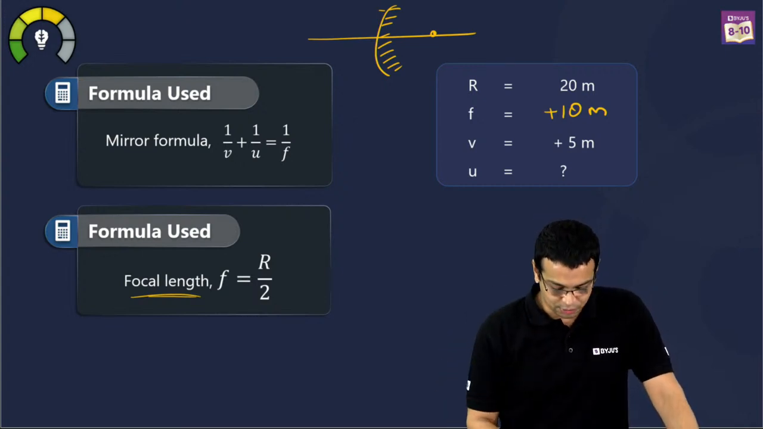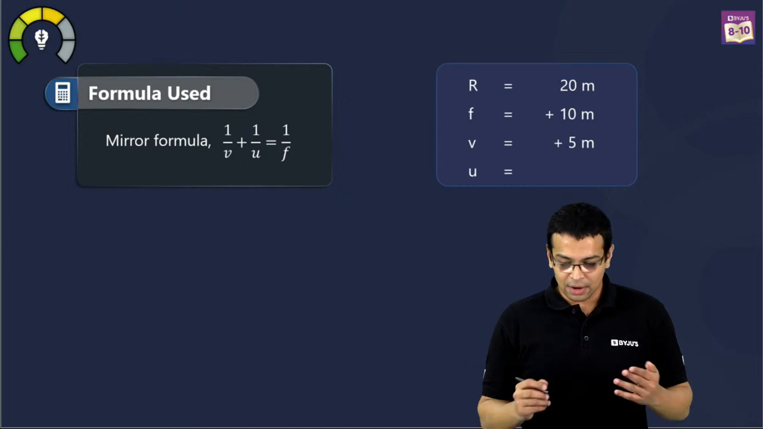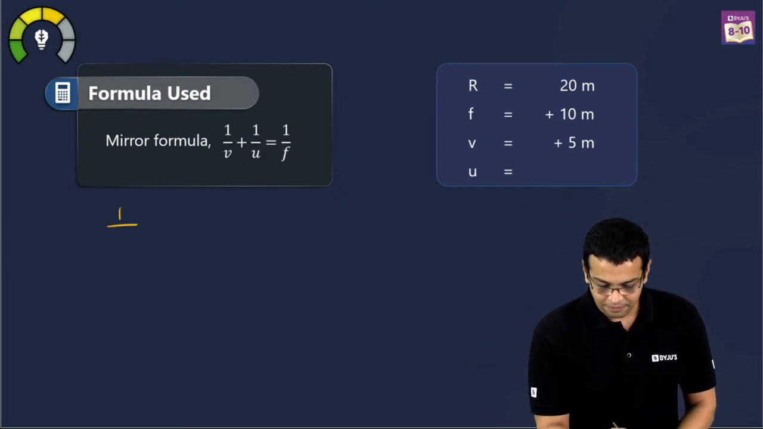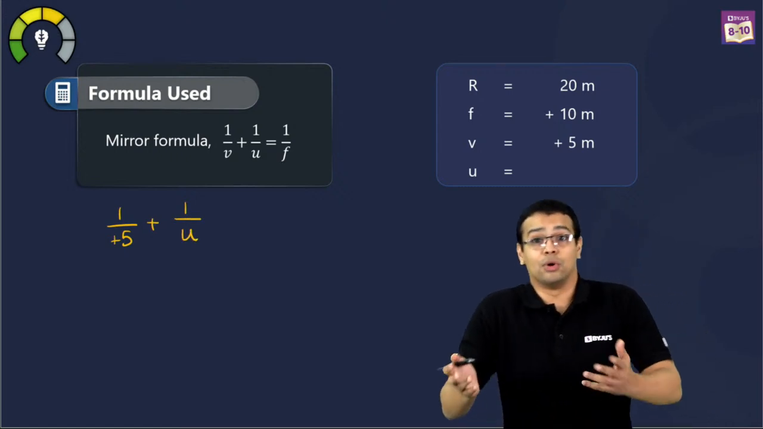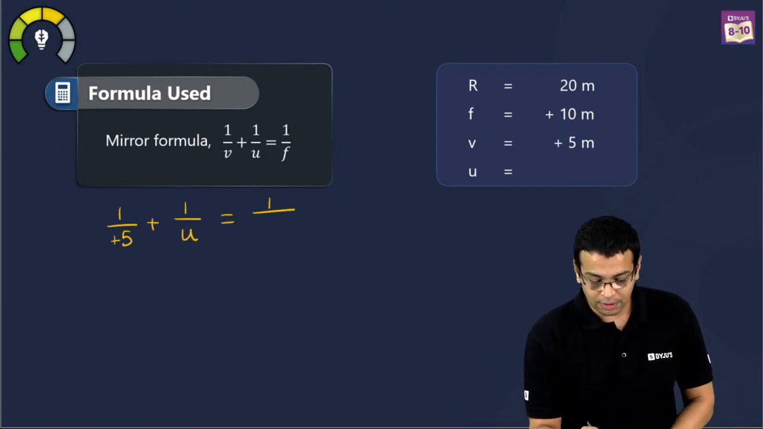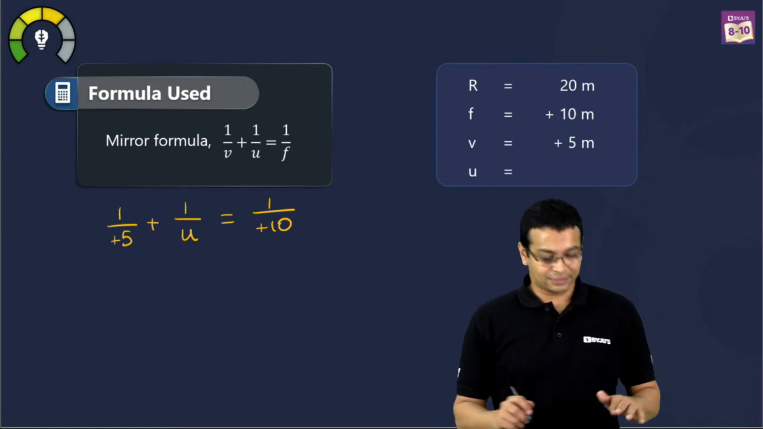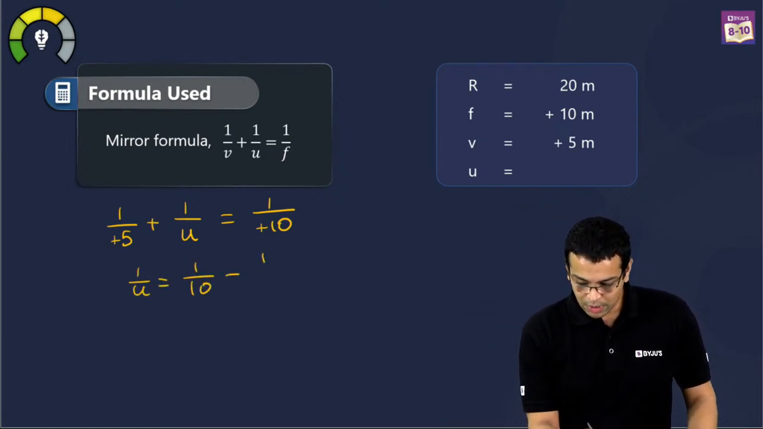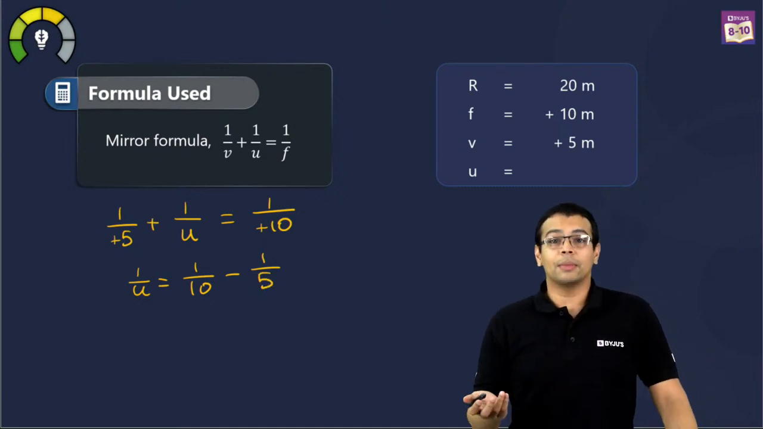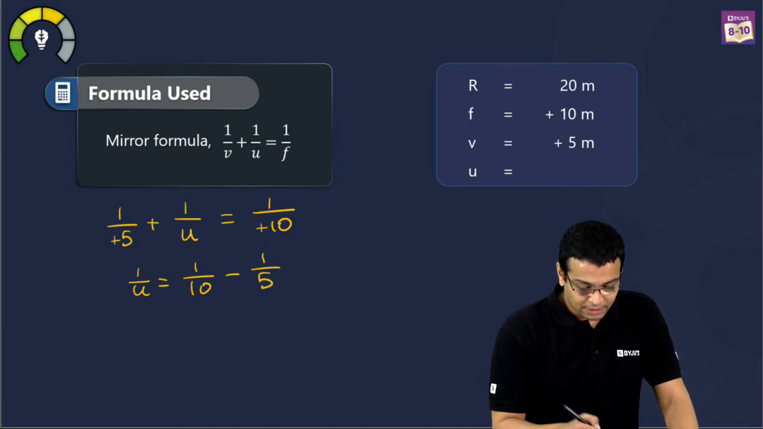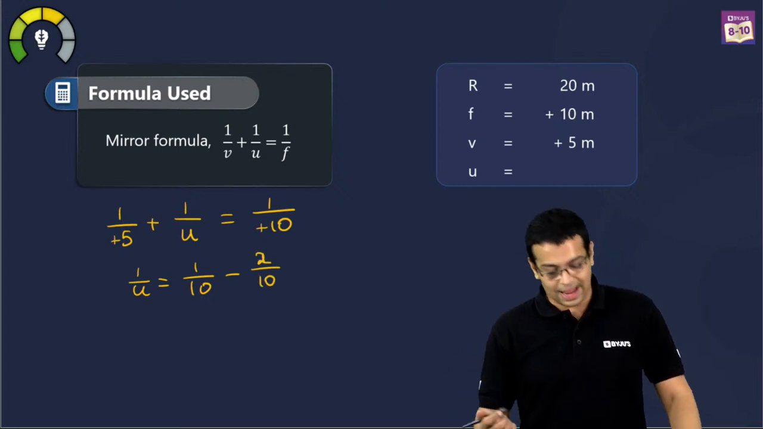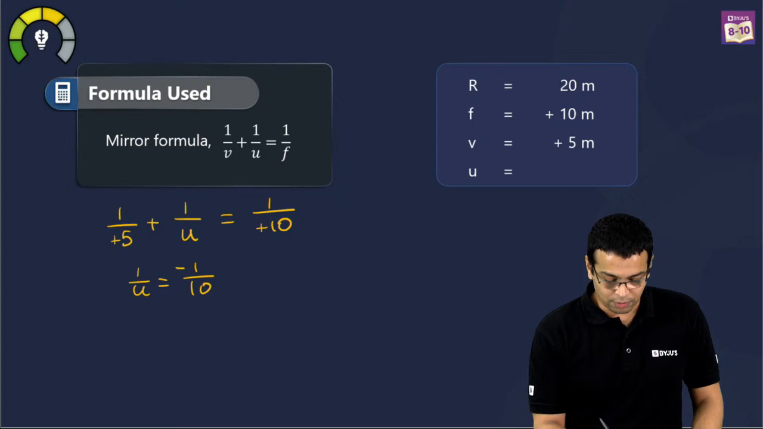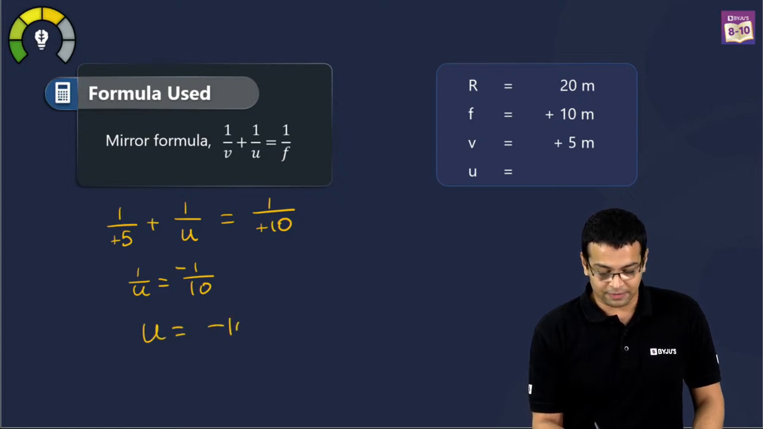So now we have this. And now I can simply substitute stuff in the equation. As simple as that. I got to do 1 by V is positive 5 plus 1 over U is, I don't know, equals 1 over positive 10. Simple. 1 over U equals 1 over 10 minus 1 over 5. What is 1 over 10 minus 1 over 5? That's basically 1 over 5 is 2 over 10. That's 1 minus 2 over 10, which is negative 1 over 10. In other words, U becomes negative 10.